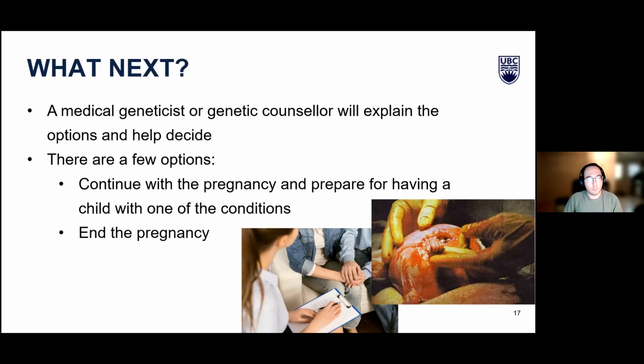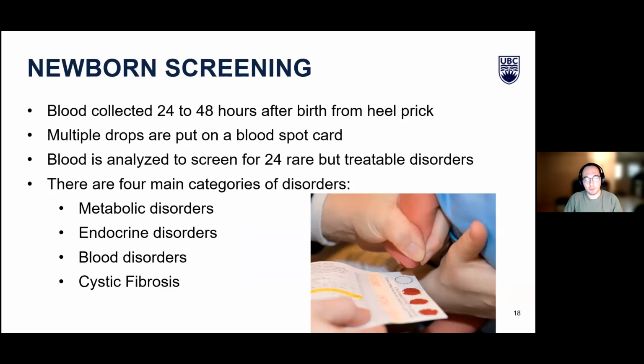The other option would be to end the pregnancy, and a third option would be to make an adoption plan for the baby. So that's covering prenatal screening. We'll move on now to newborn screening.